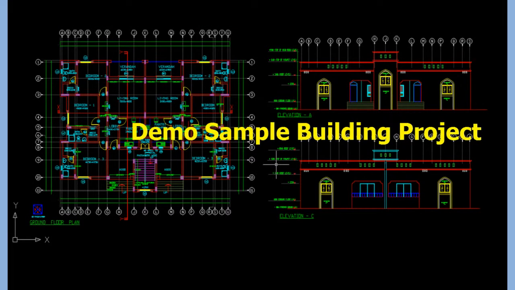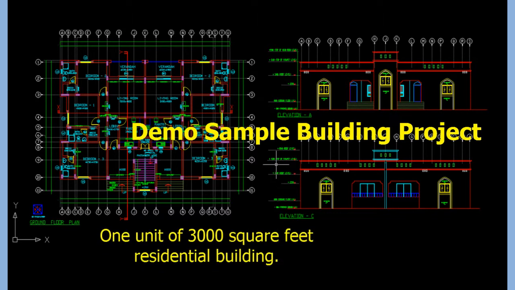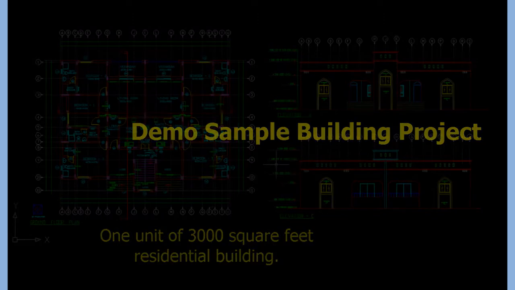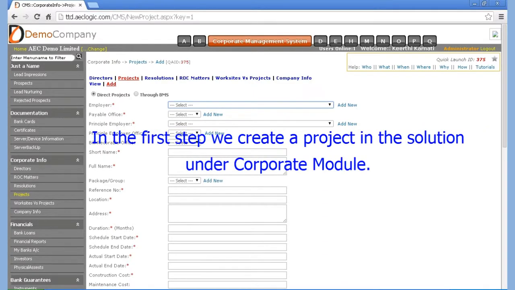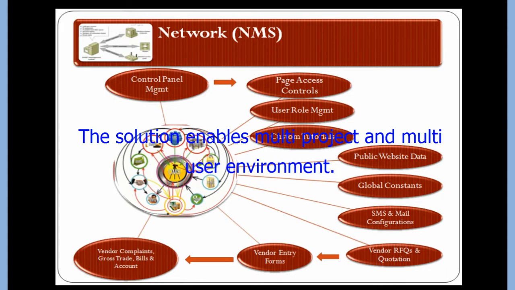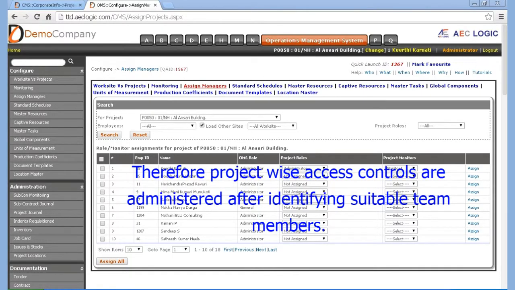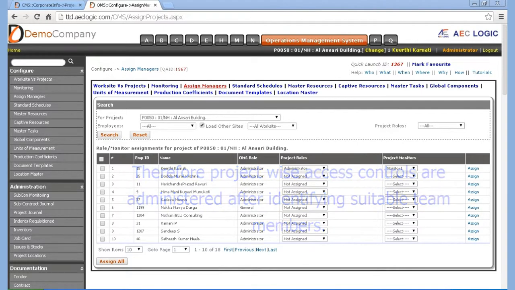Let us assume that a project should be built by a client. The project contains 4 units. One of such units is about a 3,000 square feet residential building. In the first step, we create a project in the solution under the Corporate module. The solution enables a multi-project and multi-user environment. Therefore, project-wise access controls are administered after identifying suitable team members.